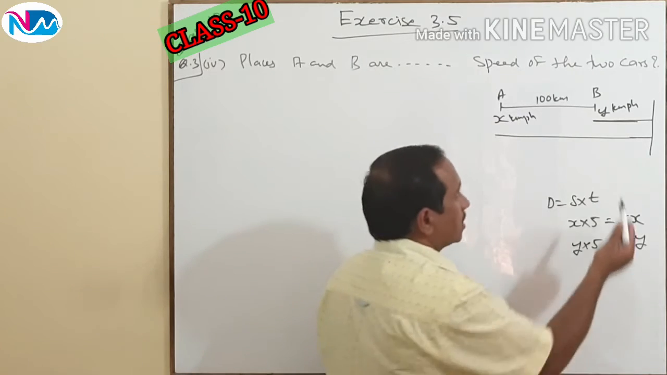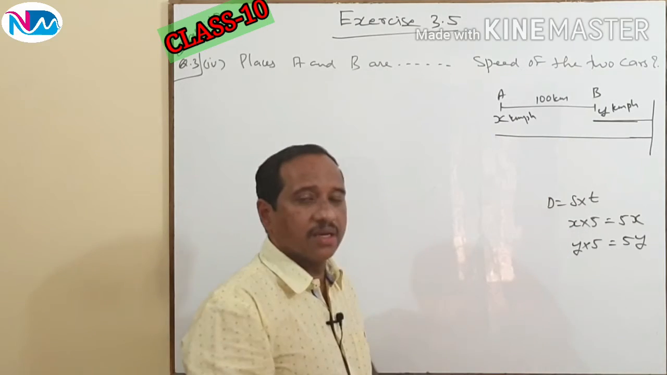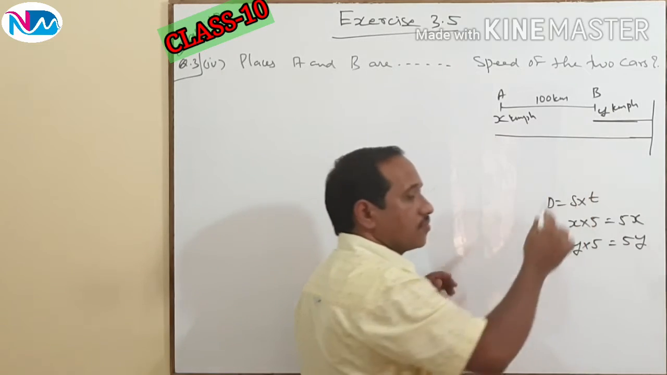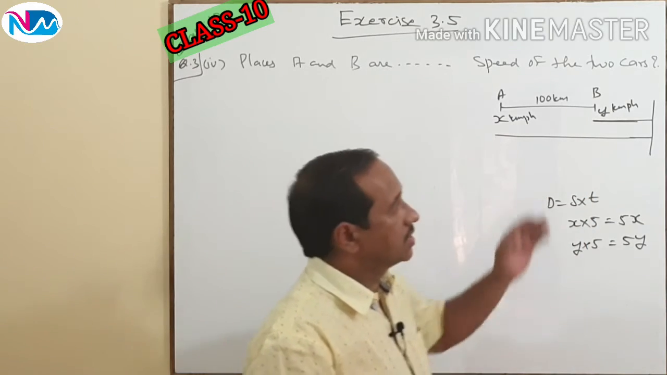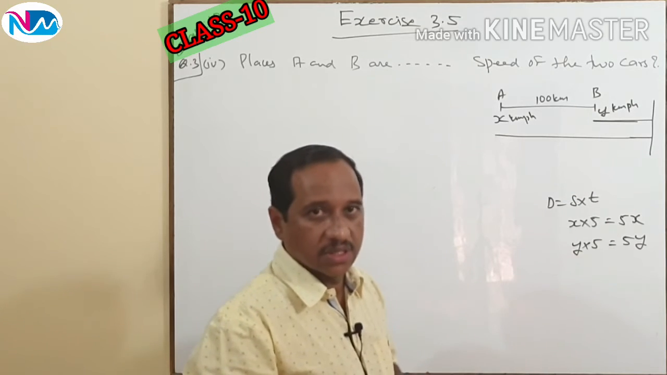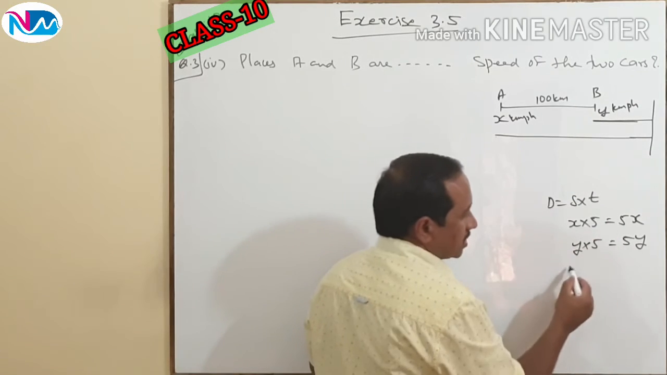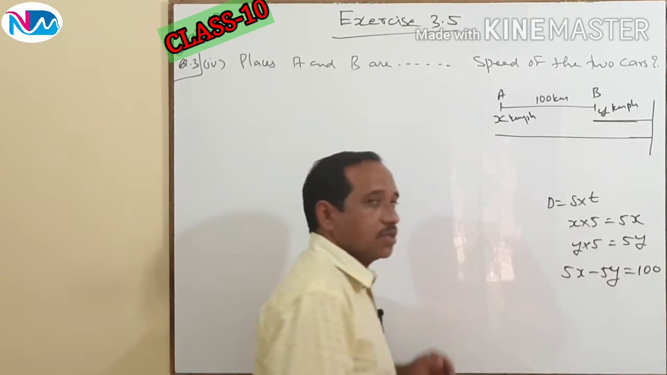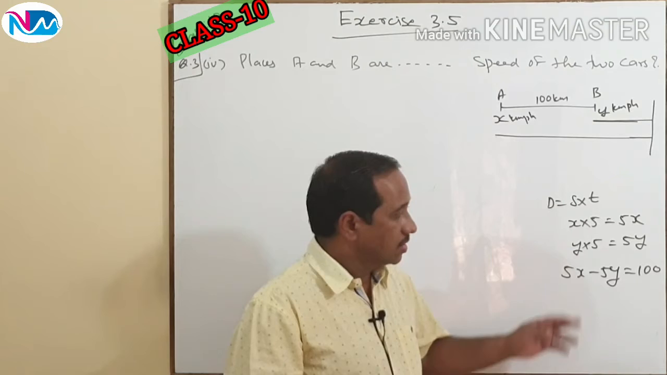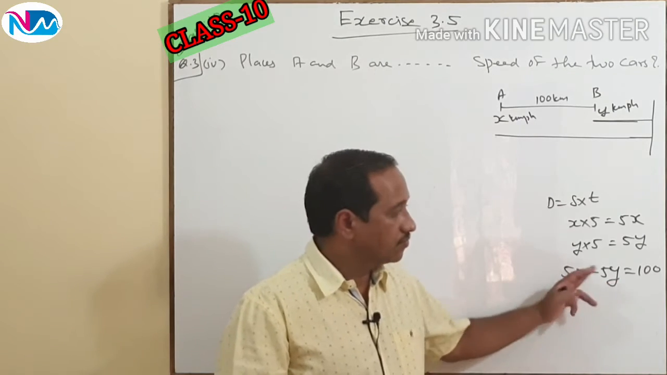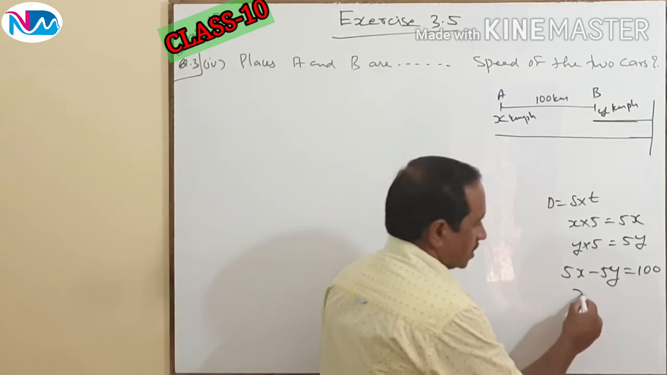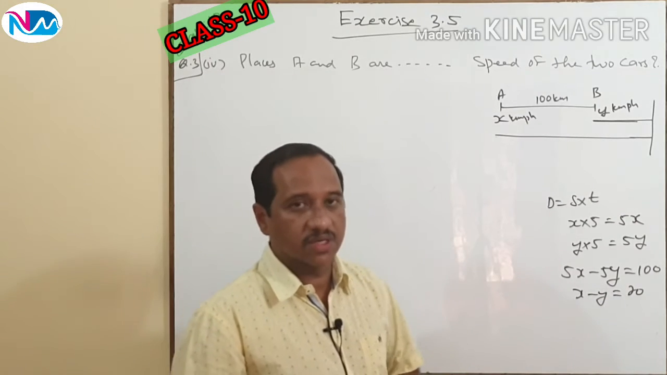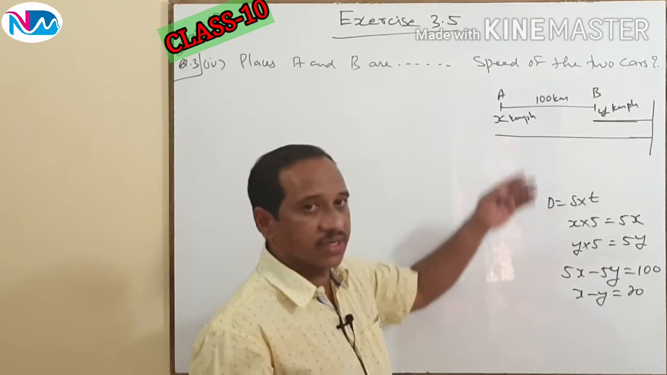Here you can see that the car from place A travels 100 kilometers more than the car from place B when they meet each other. Therefore, the difference between the distances, that is 5x minus 5y, is equal to 100. Here dividing all the terms by 5, we get x minus y is equal to 20, which is the first equation. That is the first case.